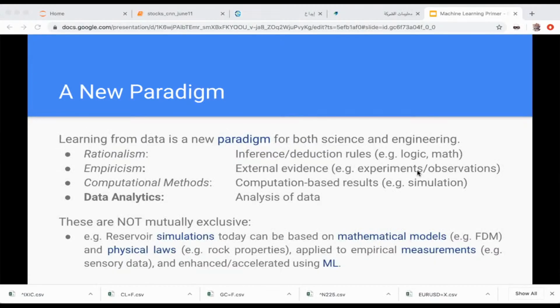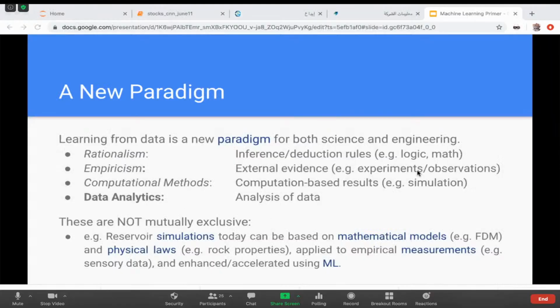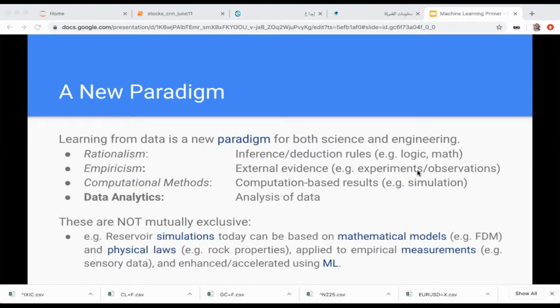The second paradigm is empiricism, which answers questions by collecting empirical evidence, such as from observations or experiments. So for example, if you want to know the composition of the atmosphere on a distant planet, you can collect observations such as the spectrum of the light received from that planet and infer the composition from that spectrum. This is an empirical approach. We don't reason about the atmosphere. We just provide empirical evidence that answers the question.